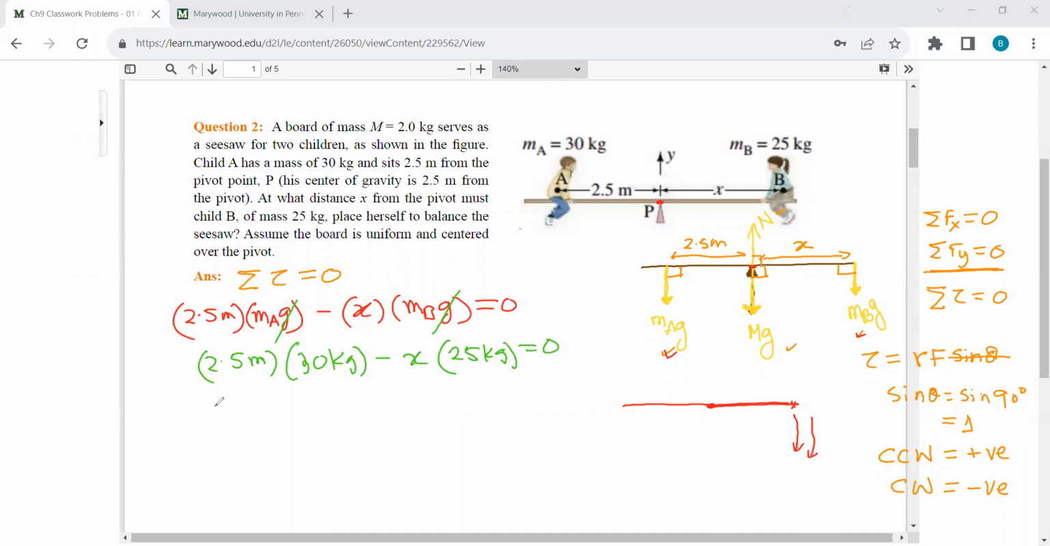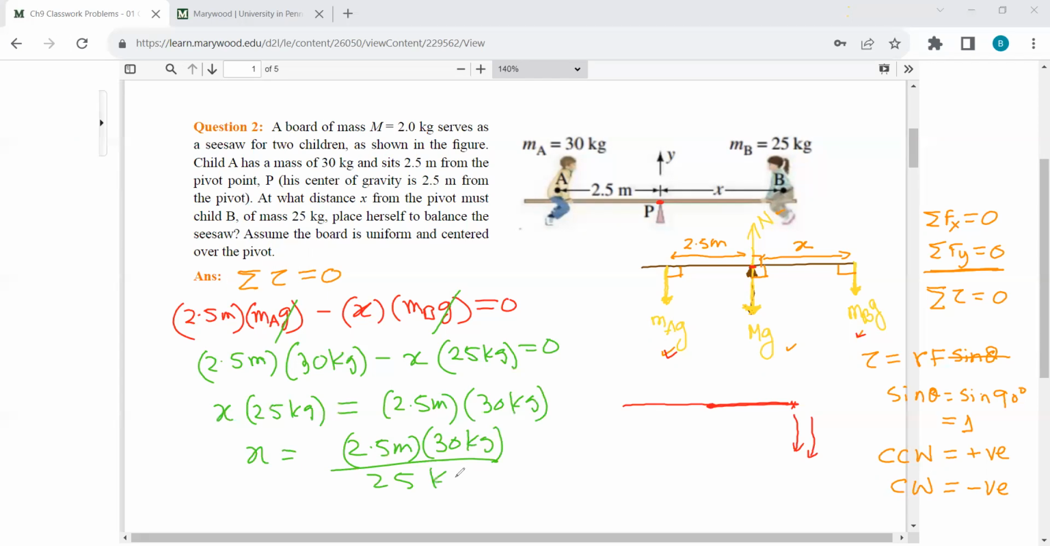If you solve this equation for x, let me write one more line. So x will be 2.5 meter times 30 kilogram divided by 25 kilogram. If you solve this, you get 3 meter. So the girl sits 3 meter from the center of the seesaw board.